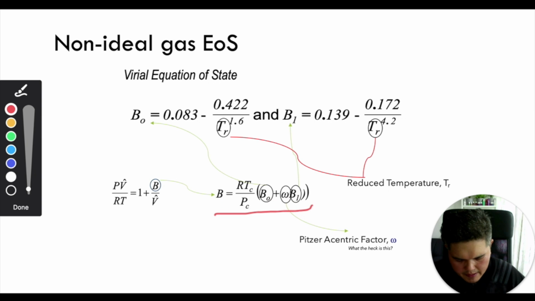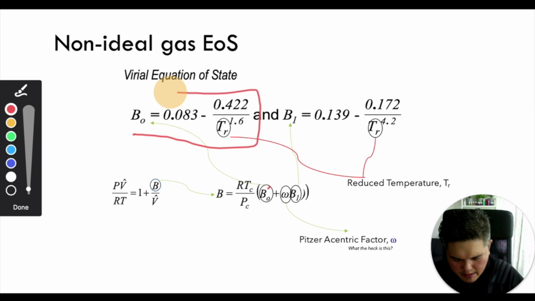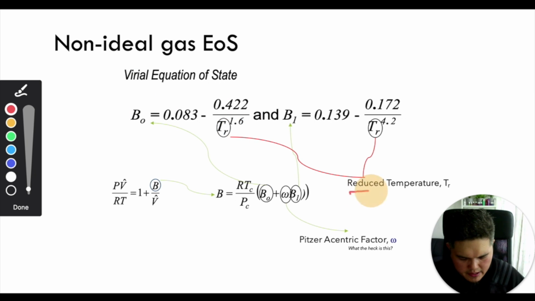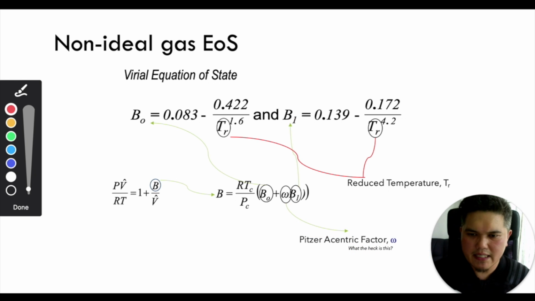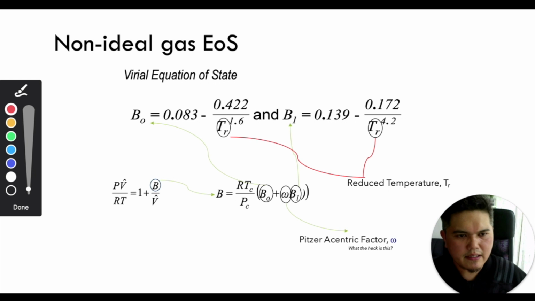And after that, you have B0, which basically can be obtained by using this particular equation. And then you have the term TR, which what we call as a reduced temperature. And then this is also TR, which is also another reduced temperature. B1, we can use this expression. And then the acentric factor, what the heck is this? So we're going to look at the next slide. What is actually the acentric factor?